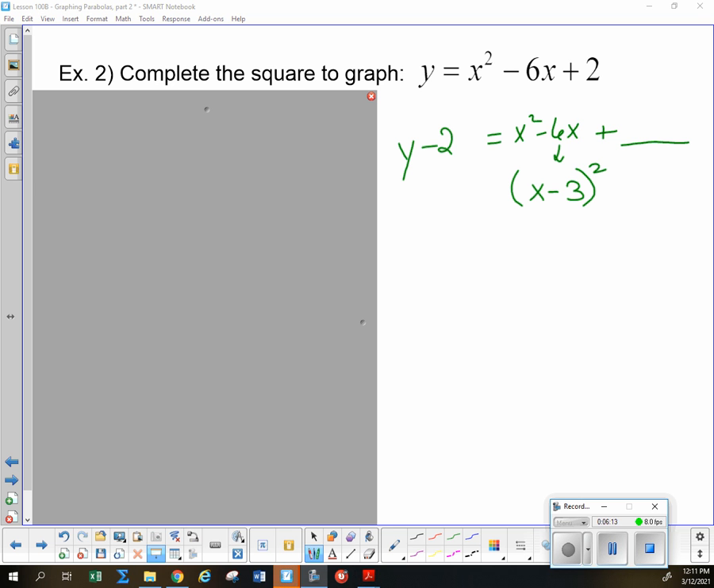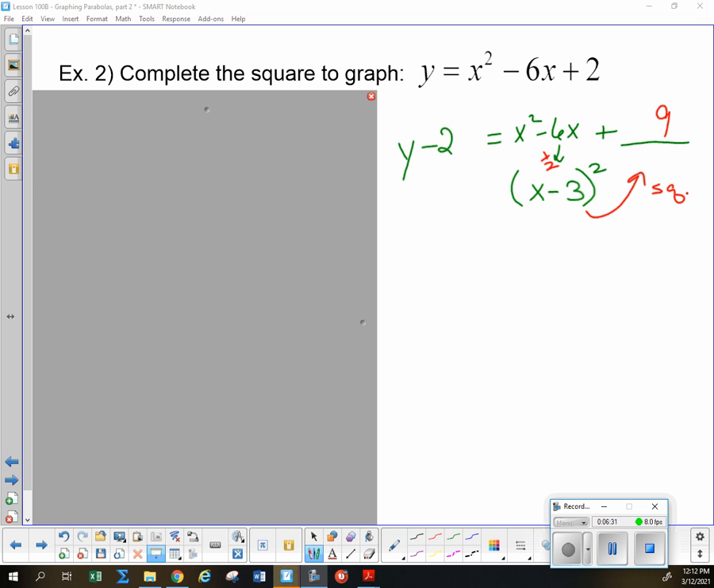We square that, and then we mentally FOIL out x minus 3 times x minus 3, and we have x squared minus 6x plus 9. We took this 3 and we squared it to get that 9.